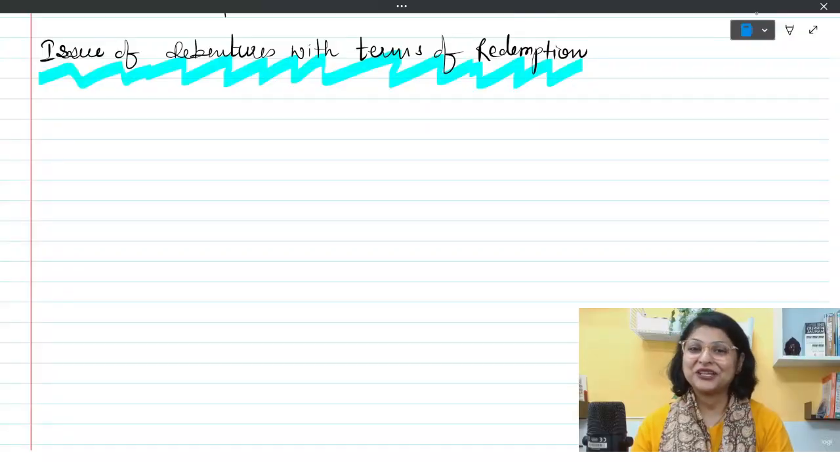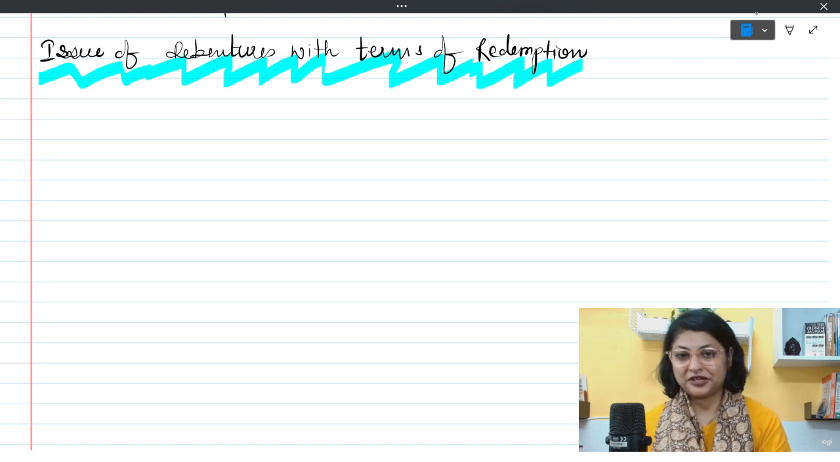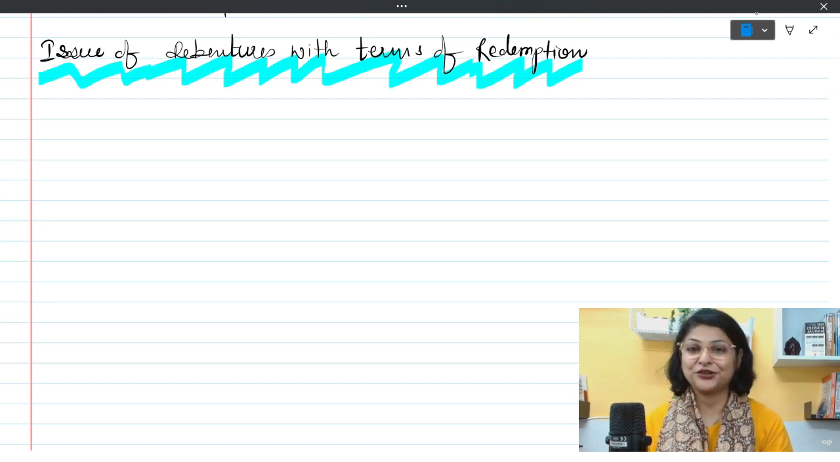Let's understand, students, what is issue of debenture with terms of redemption. It means when the company is going to issue the debentures, at the same time the company will tell at what price the debentures are going to be redeemed. So is there a different kind of price category for the redemption of debenture? Definitely yes. The company can buy back the debentures from its debenture holder at par or at premium.